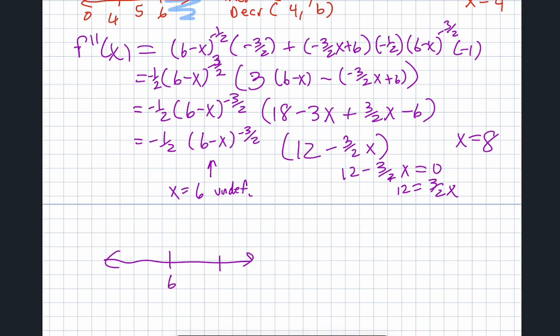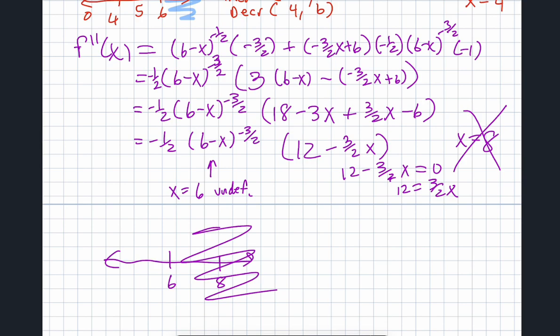Actually, last I checked, 8 comes after 6. Is 8 in our domain? No. So that cannot be a point of inflection. There's nothing over there. 6 is an undefined point. Points of inflection are points on the graph. That is not something we have to concern ourselves with. But we just have to check, is it concave up or concave down? It's looking as if this whole piece is either a hook like that or the opposite, a hook like that. I don't know.